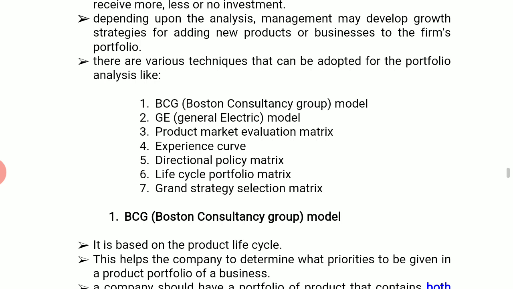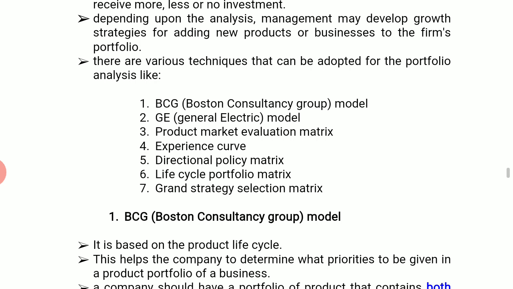Portfolio analysis can be defined as a set of techniques which helps the strategist to take strategic decisions related to any individual product or any business that a firm is into, right? So this is what portfolio analysis is all about.